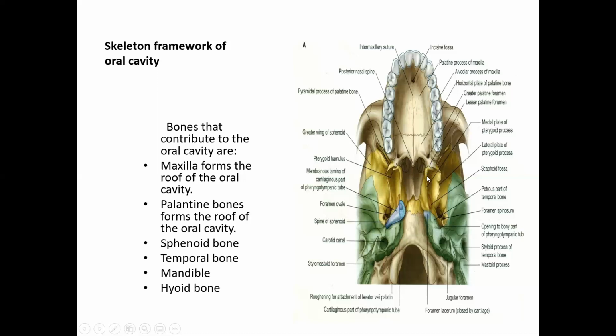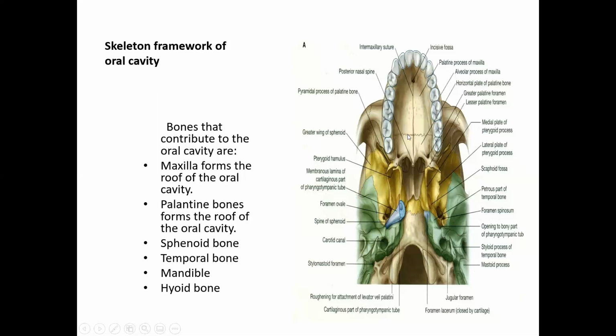You can see here, this is the sphenoid bone. We have the medial and the lateral plates of the pterygoid processes. They also contribute to the formation of the roof of the oral cavity, because the muscles of the soft palate take origin from these structures, from the hamulus, from the medial and the lateral pterygoid processes, from the posterior margins of the hard palate. You can see here, these are the posterior free margins of the hard palate. So the muscles of the soft palate take origin from these structures, from the medial and the lateral pterygoid processes, from the thickened part of the temporal bone as well.